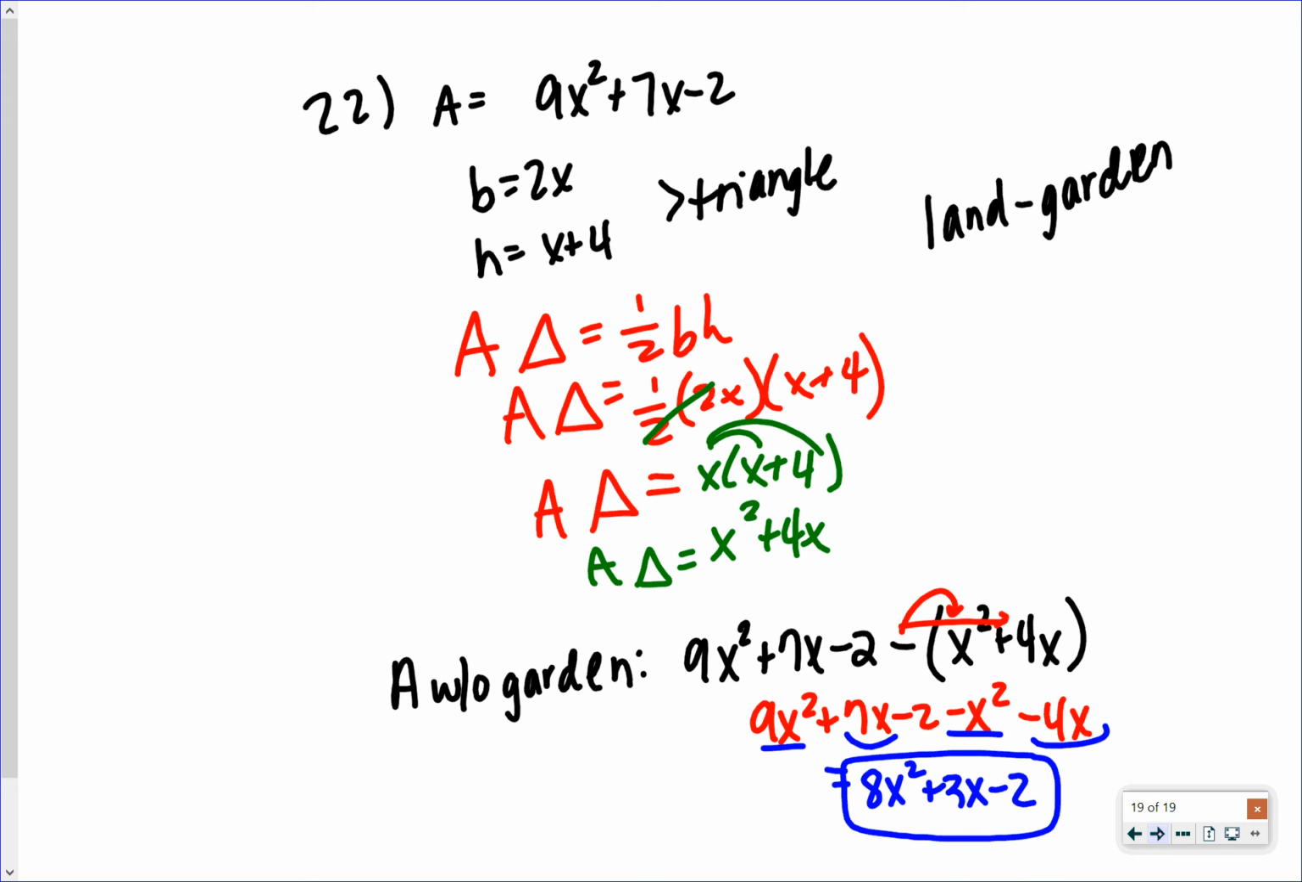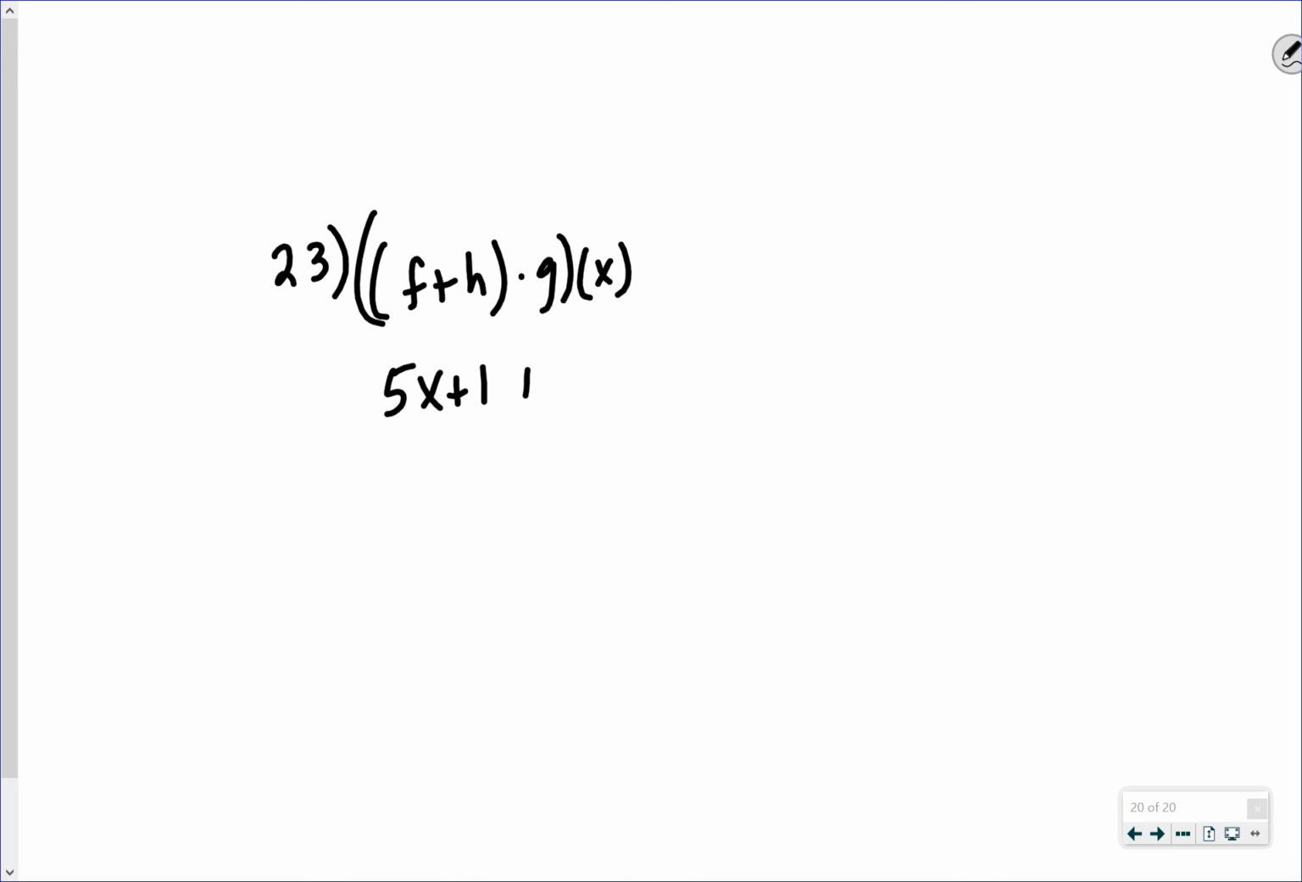Problems 23 and 24 are back to operations of functions. Number 23 says f plus h times g of x. So f is 5x plus 1, plus h, which is x squared minus 3, times g, 2x cubed plus 7x minus 1. So I'm going to combine my like terms here and write it in standard form.